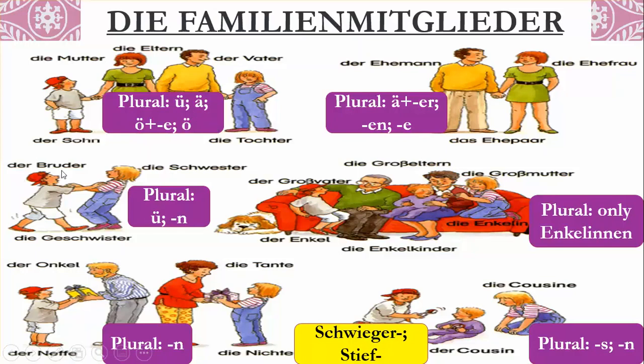Then we have Bruder, which is the brother, and Schwester, which is the sister. In plural, Bruder becomes, because the U gets the umlaut, Brüder. Schwester gets an N in plural form, so it becomes die Schwestern. And together, the siblings are called die Geschwister, which is already a word in its plural form.